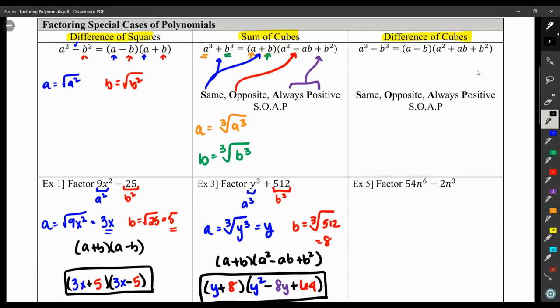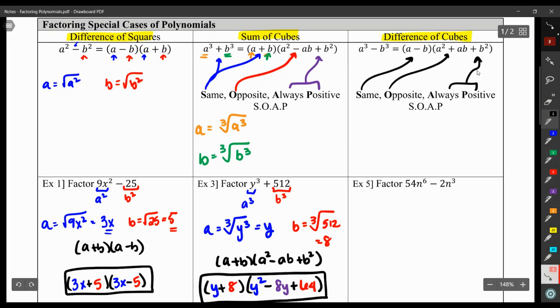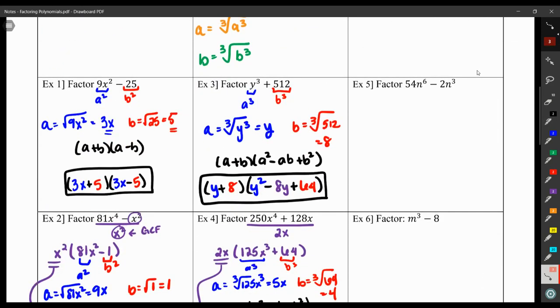Difference of cubes is the exact same process. The only difference is you have a minus inside of your cubes instead of a plus because it's a difference. So again, the first sign stays the same. Same sign, opposite sign, always positive. Same pattern, just your signs are going to be changing placements. So let's look at number 5. Factor 54n to the 6th minus 2n to the 3rd. The first thing we're going to do is divide out the common 2n to the 3rd that both of these terms share.